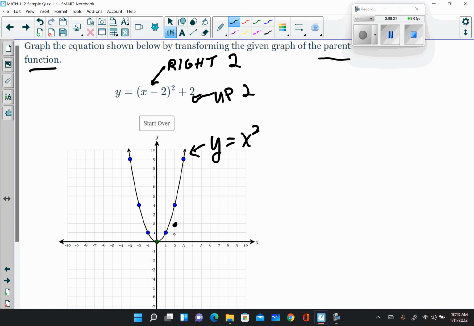So this green dot will end up there. This blue dot, you don't have to do this for every point. It will all move automatically when you move the green dot to the right 2 and up 2. This blue dot down here will move to the right 2 and up 2. This blue dot will move to the right 2 and up 2, and so on.